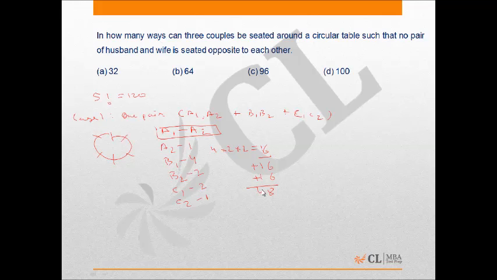Case 2, when two pairs are sitting opposite to each other. This is not possible. If two pairs are sitting opposite to each other, the third will definitely be sitting opposite to each other. So there are zero ways in which exactly two pairs are sitting opposite to each other.